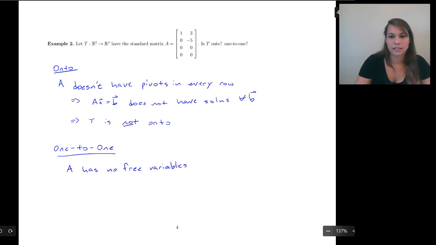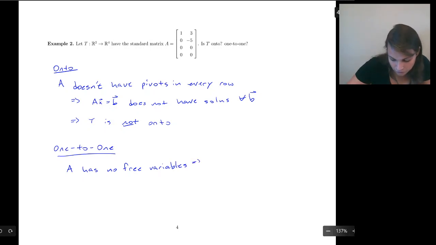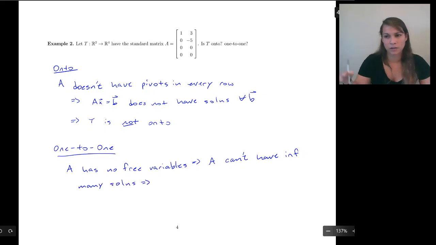So notice that doesn't say anything about whether it's going to have a solution or not. It just tells us if it has a unique one or no. It can't have infinitely many, basically. So then A can't have infinitely many solutions. And the reason for that is we don't know anything about B.